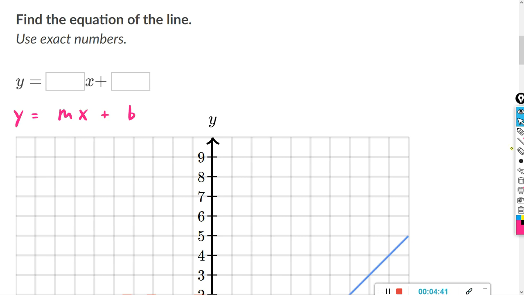All right, let's do one more. Once again, we have our line equation, y equals mx plus b. We need to fill in the blank for the slope m. That's the number multiplied by x. And we need to fill in the blank for the y-intercept b. So let's do the slope first.